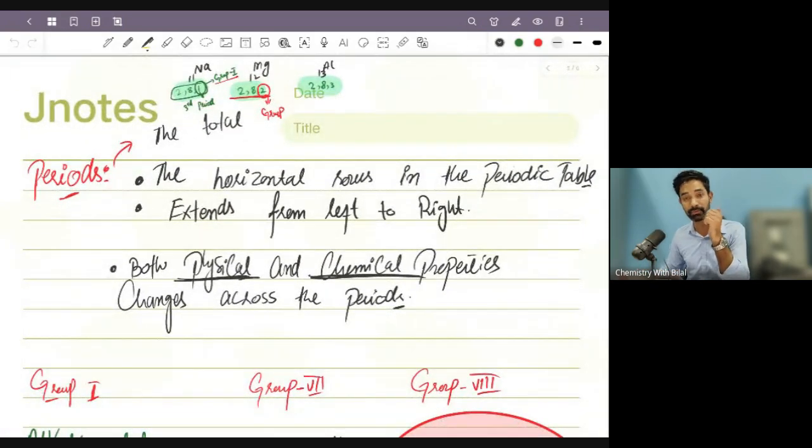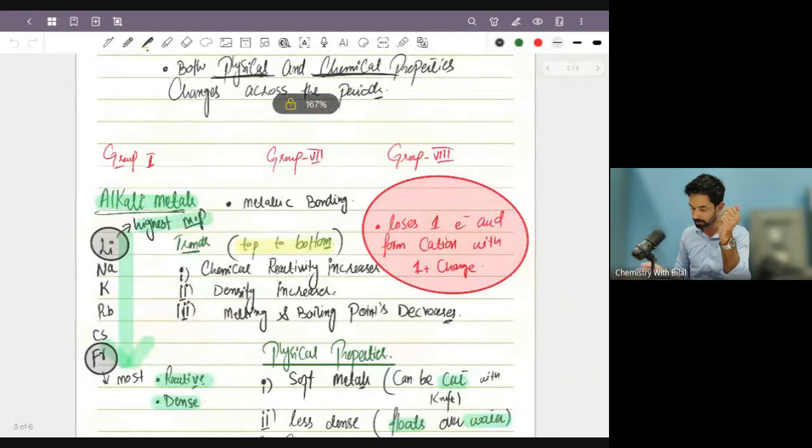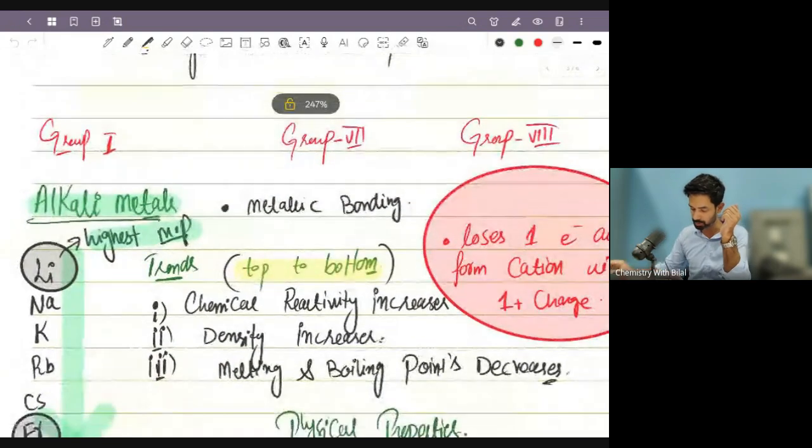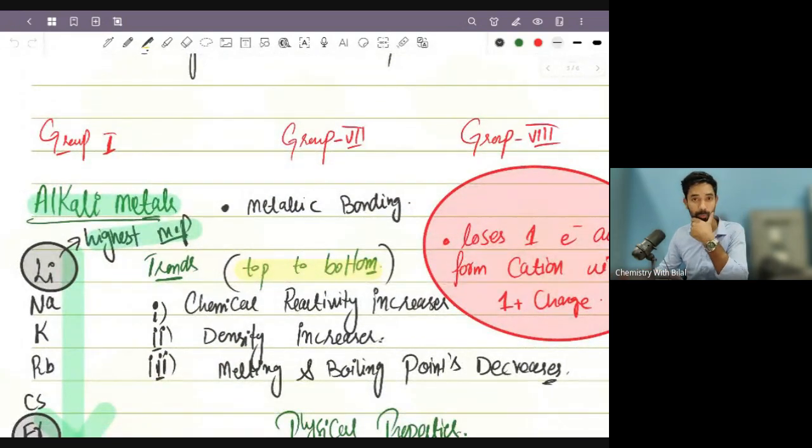Periods are the horizontal rows, extending from left to right, and the number of the period tells you the total occupied shells. If an atom has a total of 5 occupied shells of electrons, it would be in the 5th period. If an atom has 2 occupied shells of electrons, it would be in the 2nd period. In our syllabus, there are 3 groups which we need to understand and learn: Group 1, Group 7, and Group 8.